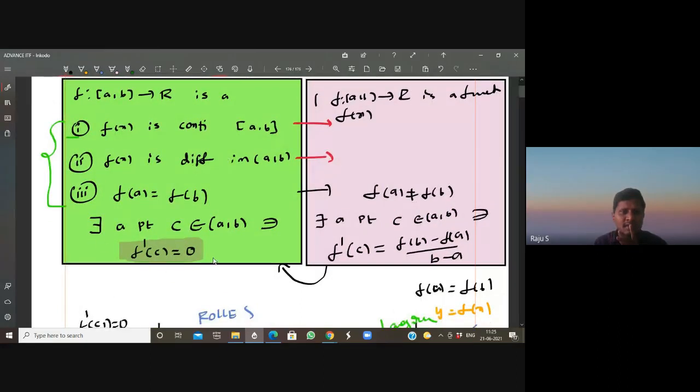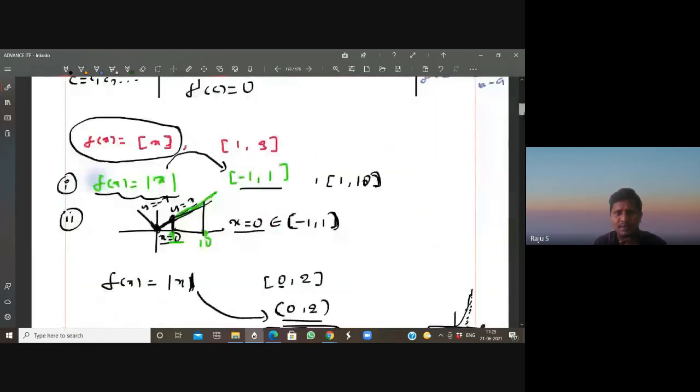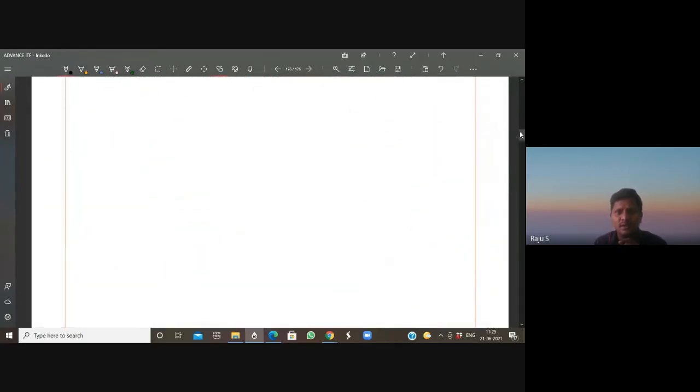These are the conditions. Remember, here in Rolle's, f dash of c is equal to 0. Here, f dash of c is f of b minus f of a by b minus a. Let's go for the question.